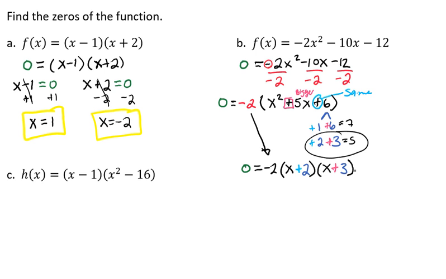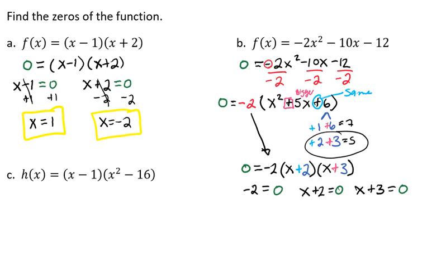And now this looks an awful lot like intercept form. So from here, we're able to take each of our pieces and set them equal to 0. So I'm going to have negative 2 equals 0, and I'm going to have x plus 2 equals 0, and we're going to have x plus 3 equals 0. So I have all three pieces.